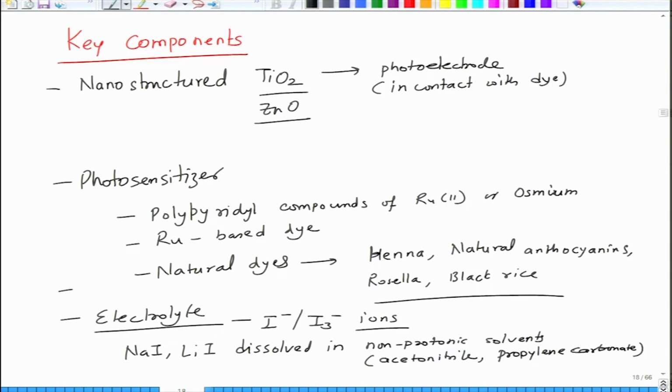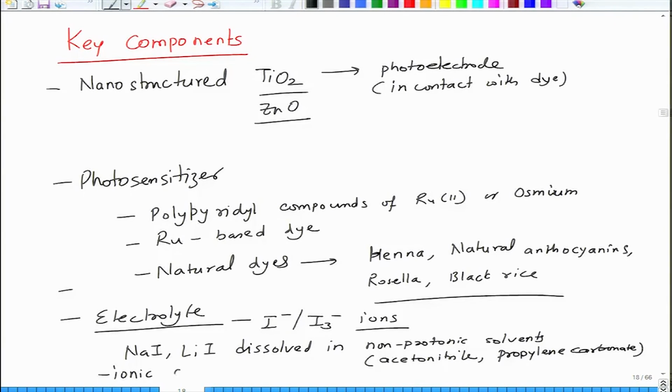And conductivity of ions: in this case the ions have to diffuse in and out, right. So as a result the conductivity of ions is very important. The ionic conductivity of the electrolyte is an important concern. It should be good, and this is also affected by the viscosity. So it is the interplay between the viscosity and the conductivity.